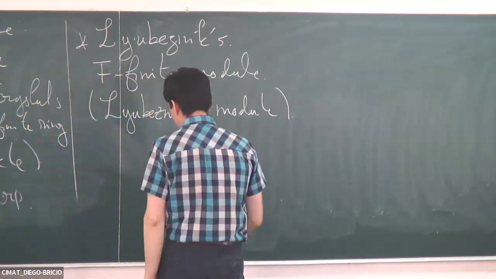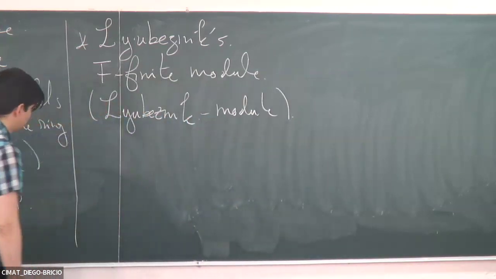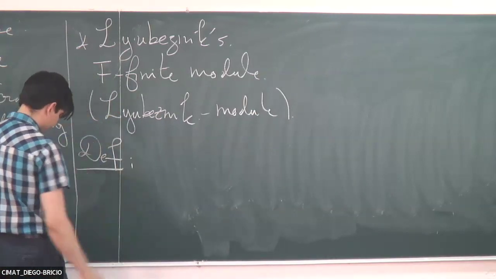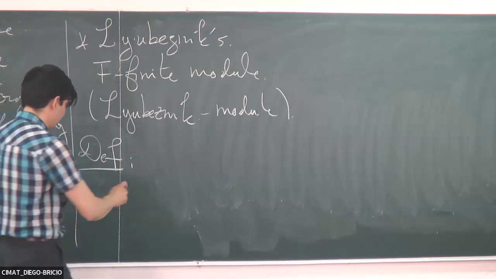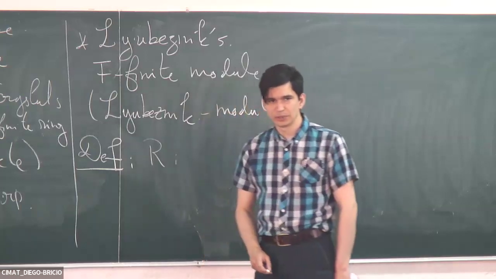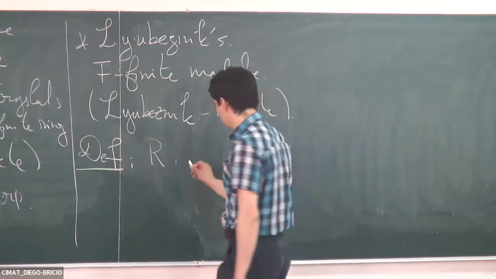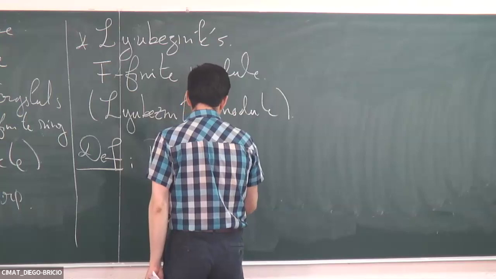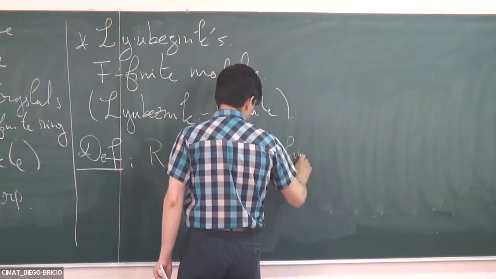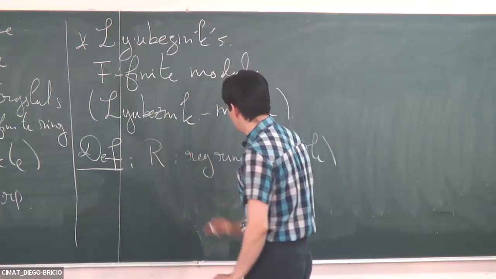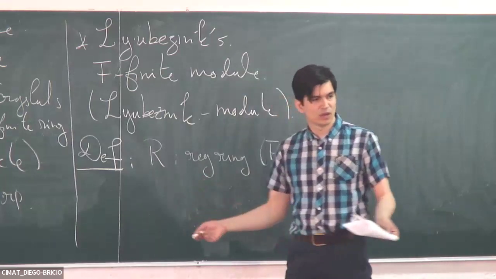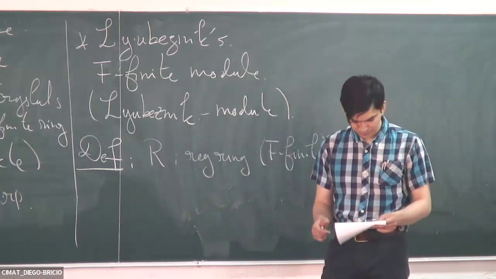So what is a Lyubeznik module? For this, we're going to take R, and we're going to assume R to be a regular ring. For the definition and the finiteness, we don't need R to be regular, but we want to have a nice concept. Somehow the regularity is very important.